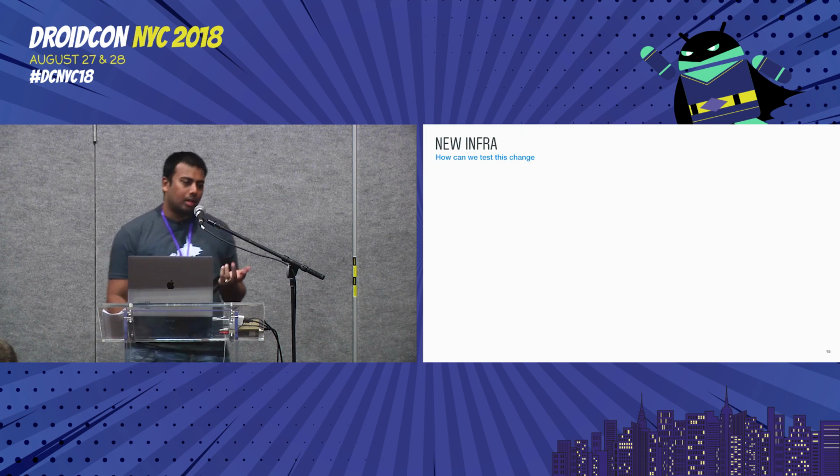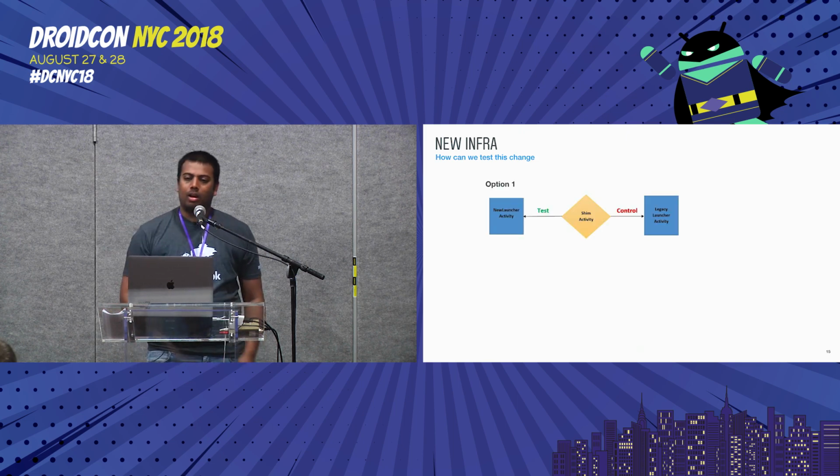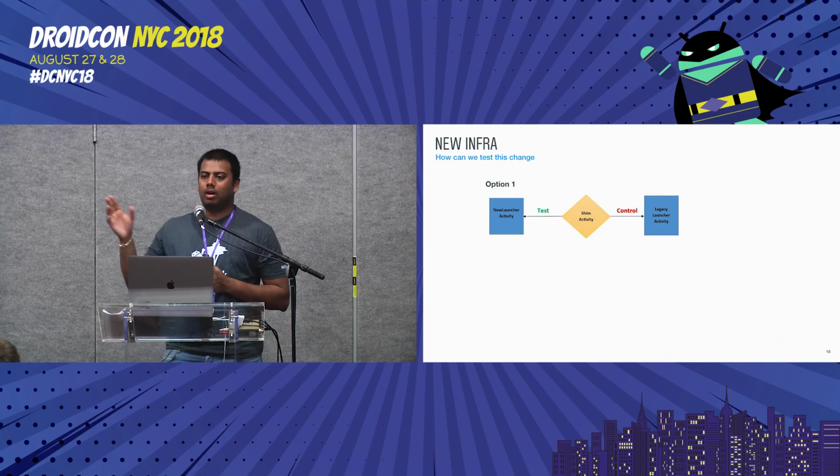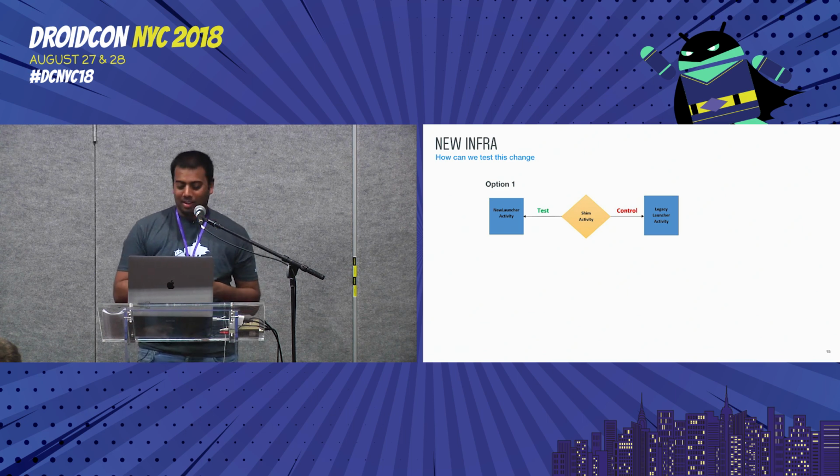So we had come up with two solutions. Option one was to create a shim activity, which would be our new launcher activity. From the shim activity, we would decide if the user is in the test group or the control group. If the user is in the test group, we would launch the new activity which we have built. If in the control group, we'd launch the legacy one. But the downside of this is it's going to impact the cold start for everyone. For all our users, we are going to introduce a cold start regression, and that's something our performance team wouldn't be happy with.